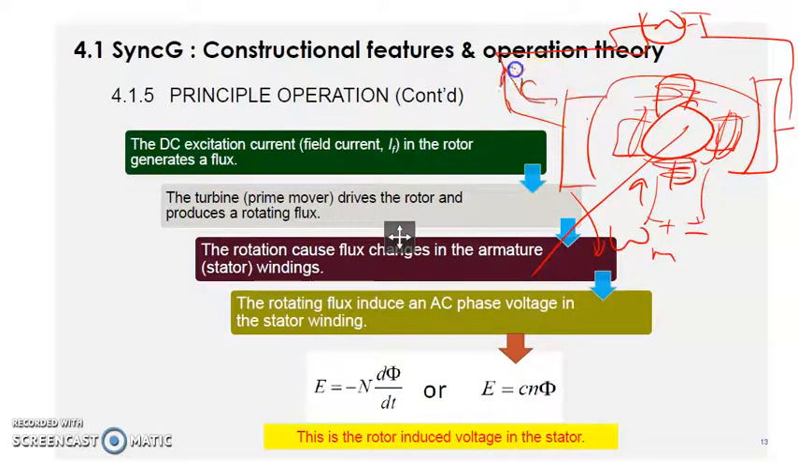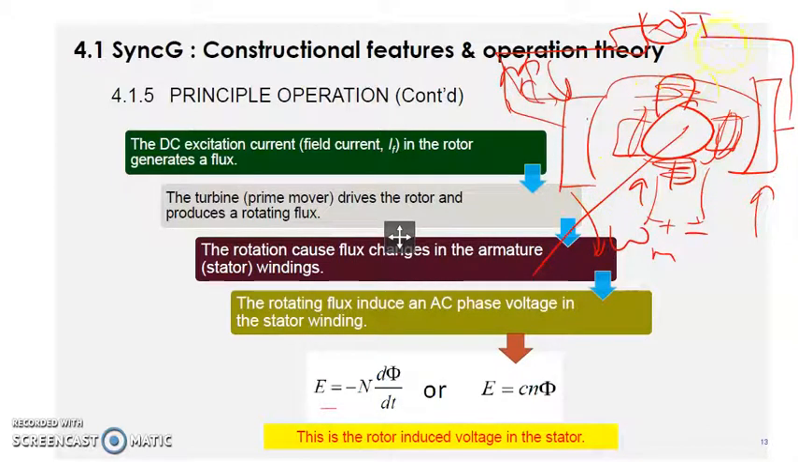It produces alternating current, positive then negative, positive negative. So it produces AC at the terminals. So the rotating flux induces AC phase voltage in the stator windings. E equals N dφ/dt, or E equals C N φ here. So this is the rotor-induced voltage in the stator. So this is your stator, and your stator here.